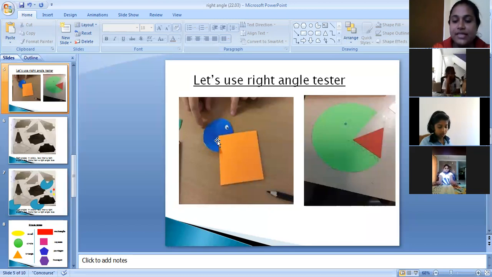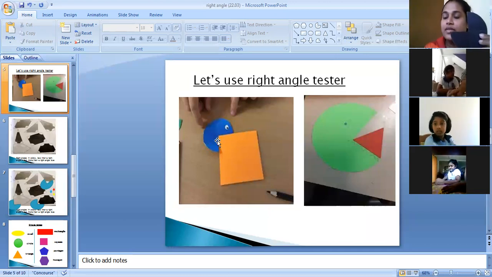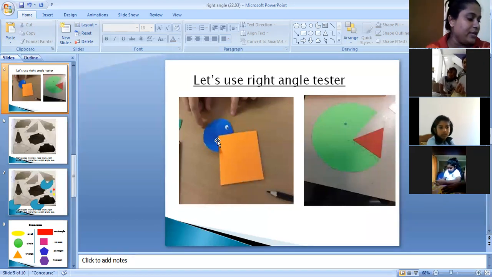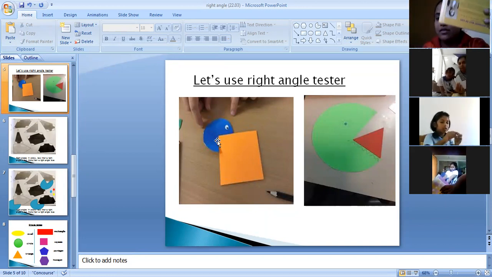And if it fits with this open area, it is a right angle. If it does not fit with this open area, this angle, it may be less than 90 or more than 90. Here I will first explain the way how we do it. Now I am going to check this corner.